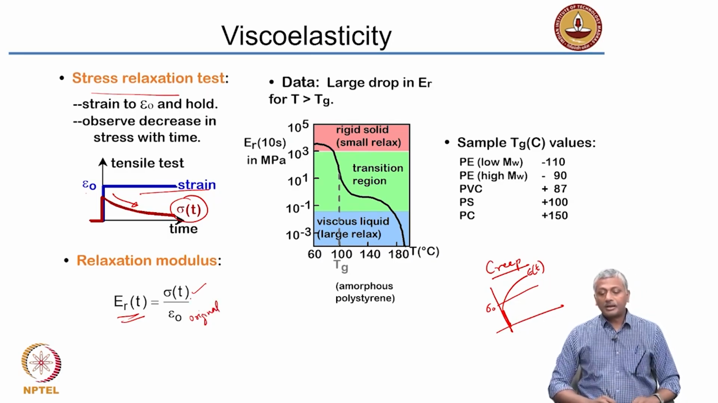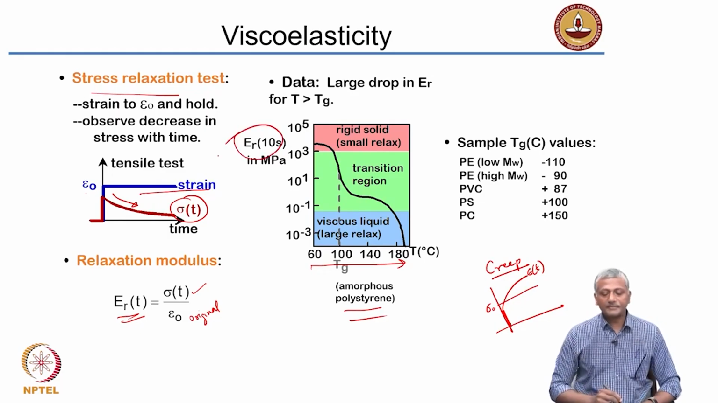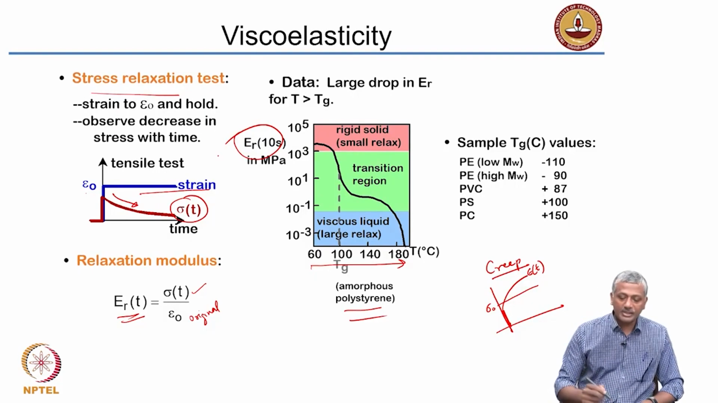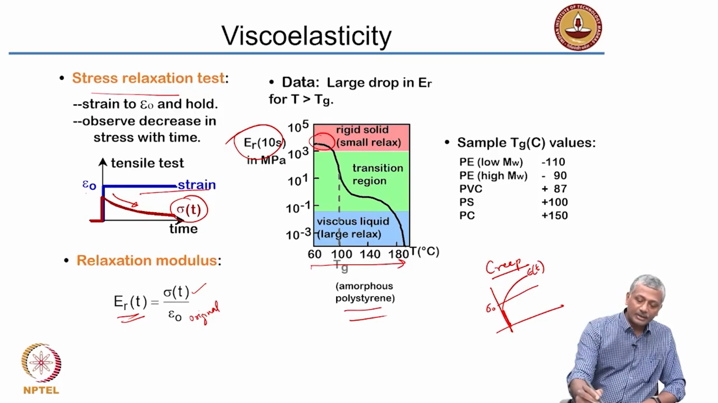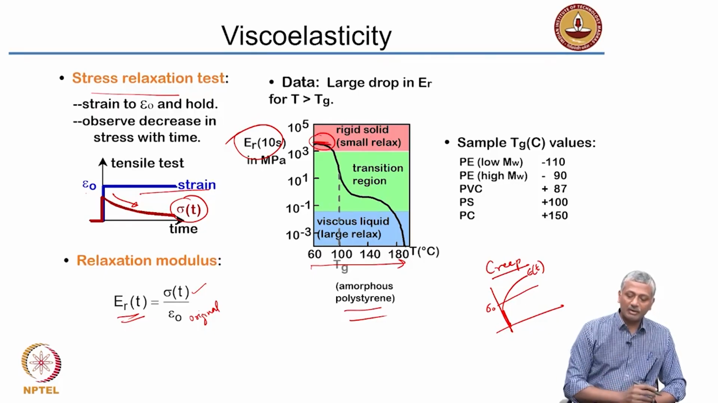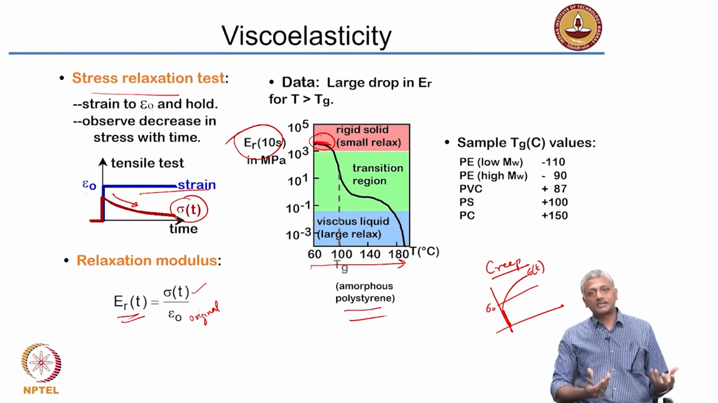Now, what is given here is data for amorphous polystyrene, and what is plotted is the temperature on the x axis and this relaxation modulus on the y axis. So, what you see here is that when the temperature is low enough, less than 100 degrees Celsius, you have a rigid material. That means it is almost behaving like an elastic solid.